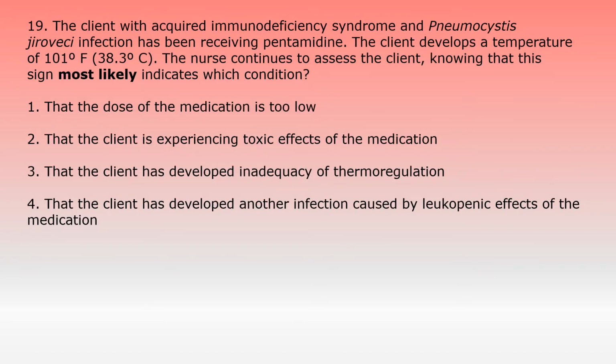19. The client with acquired immunodeficiency syndrome and Pneumocystis jiroveci infection has been receiving pentamidine. The client develops a temperature of 101 F, 38.3 C. The nurse continues to assess the client, knowing that this sign most likely indicates which condition? 1. That the dose of the medication is too low. 2. That the client is experiencing toxic effects of the medication. 3. That the client has developed inadequacy of thermoregulation. 4. That the client has developed another infection caused by leukopenic effects of the medication.